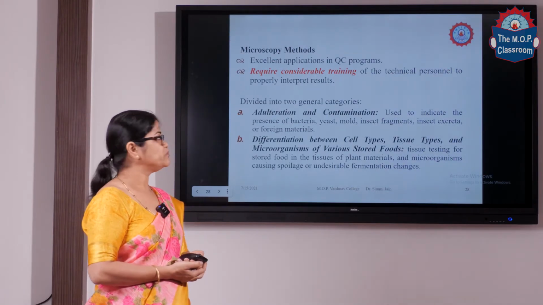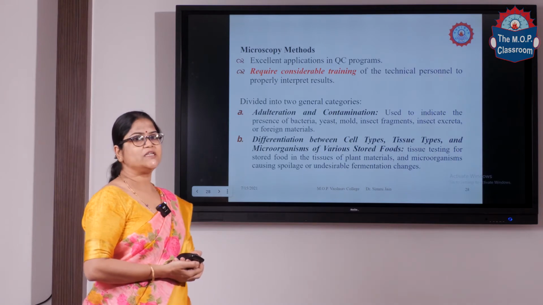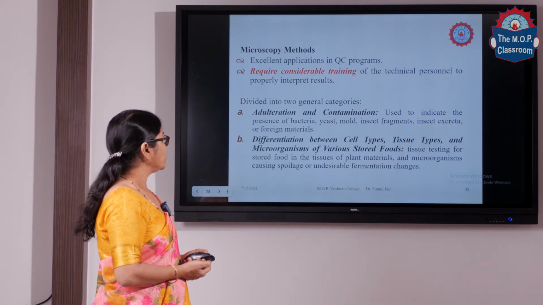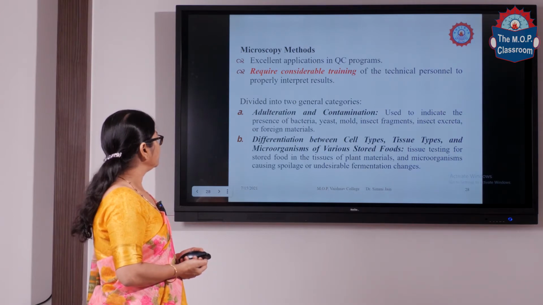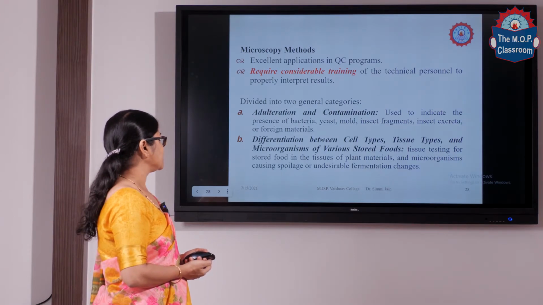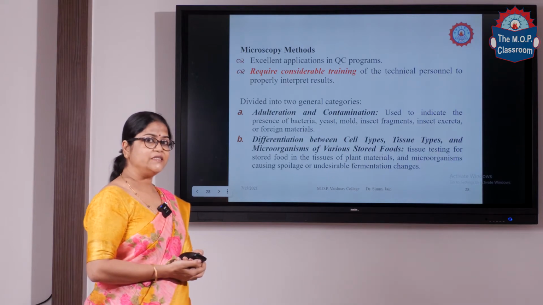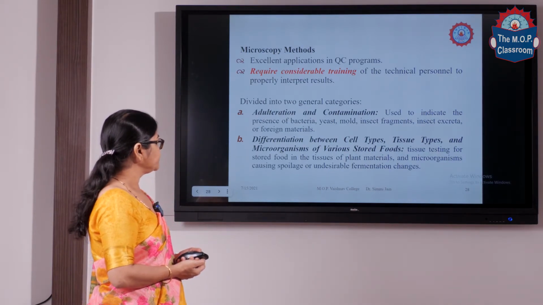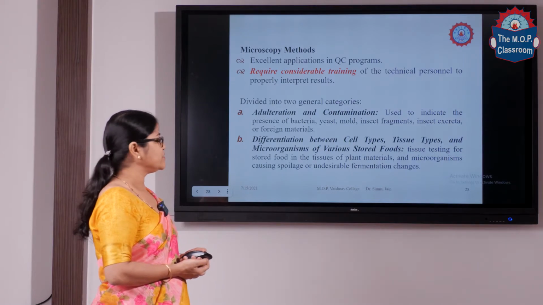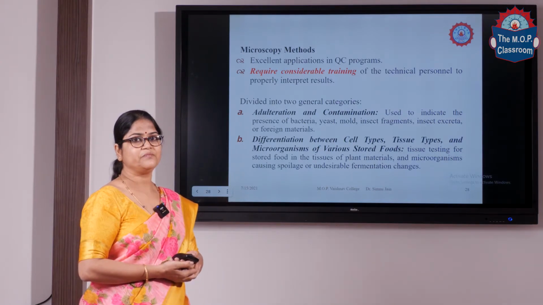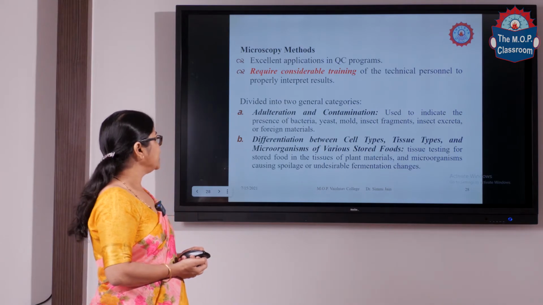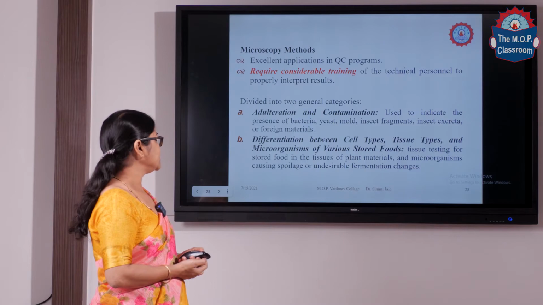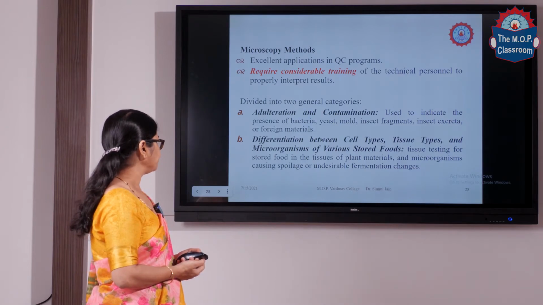Microscopy methods. Excellent application in quality control programs. It requires considerable training of technical personnel to properly interpret the results. They are further divided into two categories: adulteration and contamination, which is used to indicate the presence of bacteria, yeast, molds, insect fragments, insect excreta, or foreign materials for that matter.